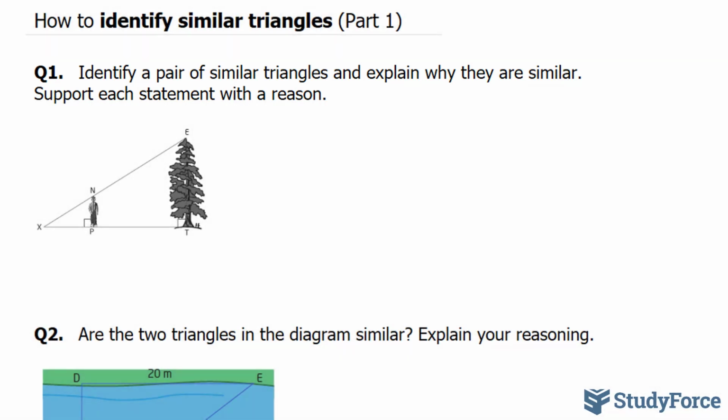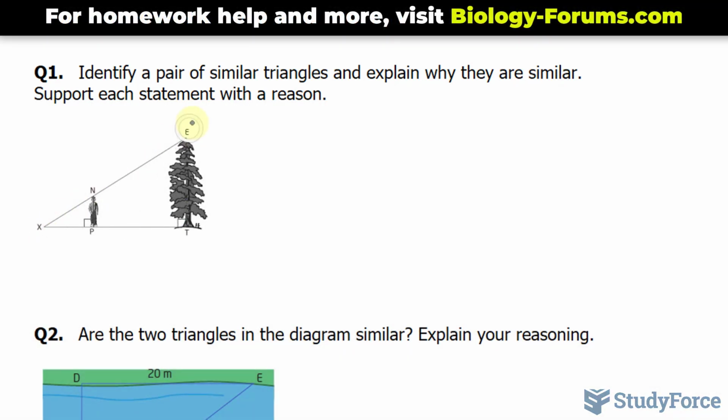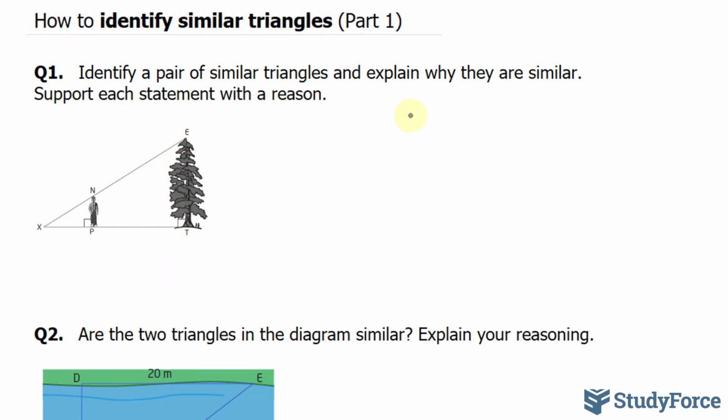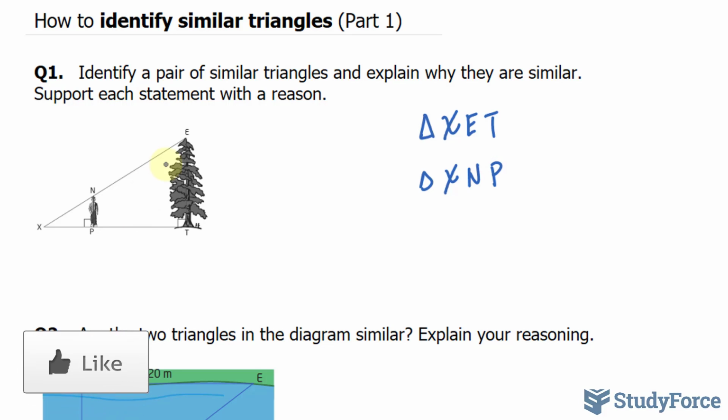Take a look at this figure. We have a right triangle, and that's defined as X, E, and T. So let's write that down. You can show a triangle by writing out this little triangle symbol and writing out X, E, and T. That's one of the triangles. The other triangle is X, N, and P.